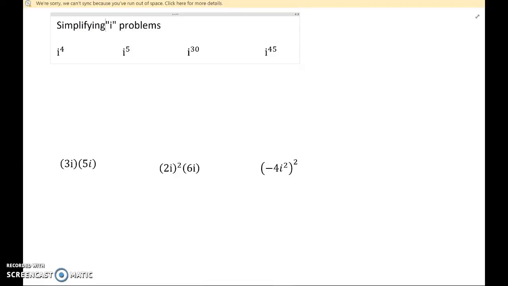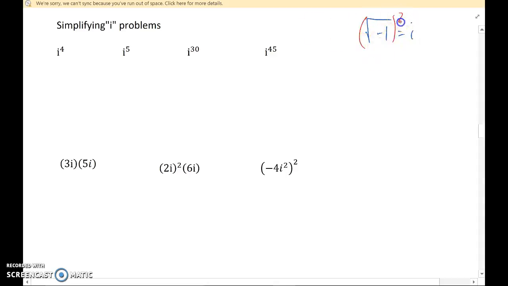Okay, simplifying i problems. In this first set of problems, all we have is i to an exponent. What we need to know about i is that the square root of -1 equals i. So if you squared both of these, we know that -1 equals i squared, and we're going to use that fundamental idea to help us simplify these problems.